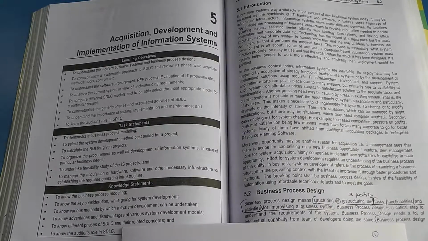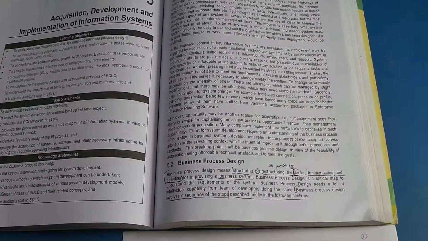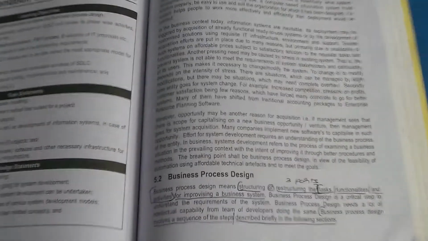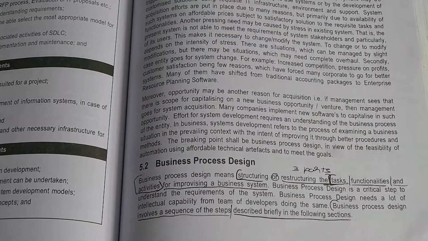5.1 is just an introduction. You can just go through it once and skip it if you want to. 5.2 is on business process design. And the definition of business process design has 3 parts to it. It means the structuring or restructuring, that is the first part. Tasks, functionalities and activities, the second part. For the purpose of improvising a business system, third part. So these are the 3 parts in the definition of a business process design.